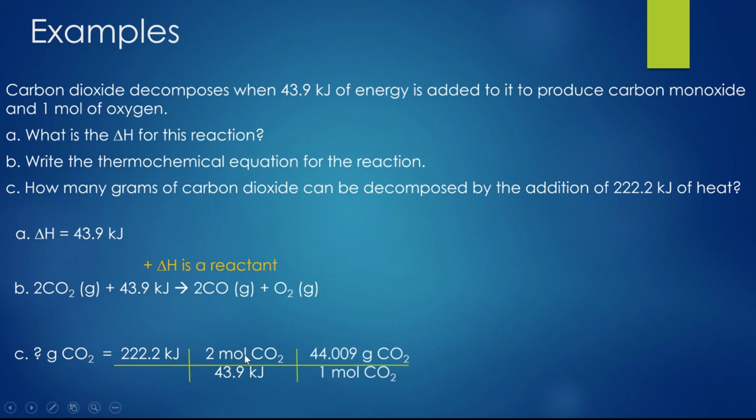Once we get our moles of carbon dioxide, our next step is to convert to grams of carbon dioxide. That's the unit we're looking for. And we'll finish. 446 grams of carbon dioxide can be decomposed with the addition of 222.2 kilojoules. Notice our limiting amount of significant digits is the 43.9 kilojoules per 2 moles of carbon dioxide. That's only 3 digits. So even though we started with 4, our final answer has but 3 significant digits.